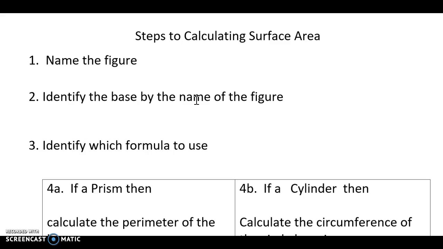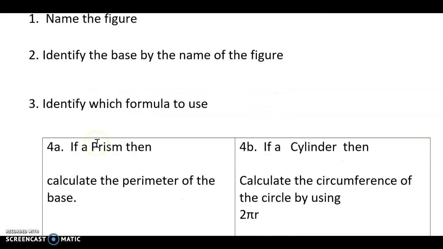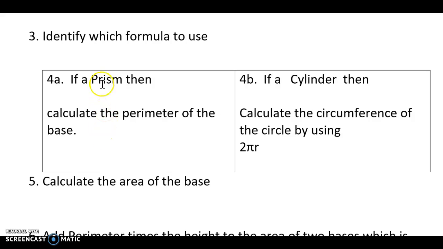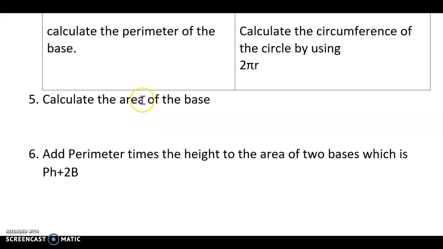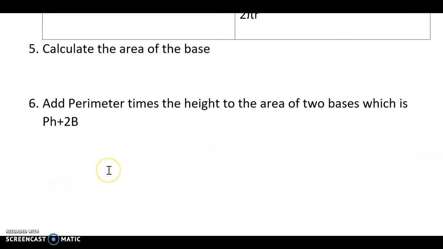When you are calculating surface area, you should name the figure, identify the base by the name of the figure, and identify which formula to use. If it's a prism, then you're going to calculate the perimeter of the base. If it's a cylinder, then you're going to calculate the circumference of the circle by using 2 pi r. Then you're going to calculate the area of the base. Then you're going to add the perimeter times the height to the area of the two bases. That's how you end up with PH plus 2B.